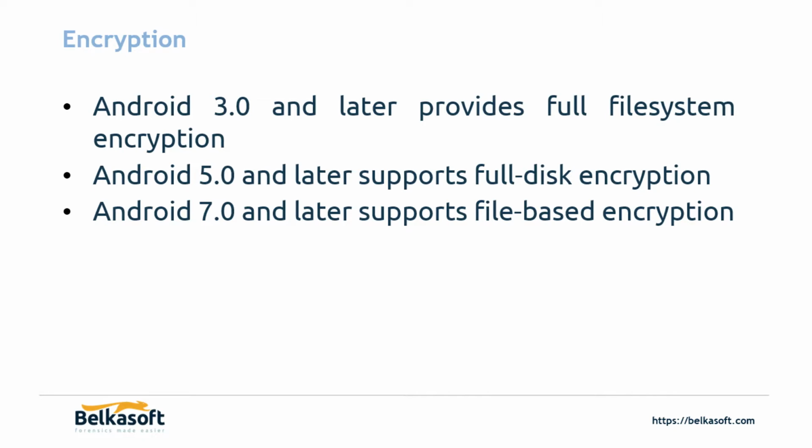Full disk encryption uses a single key, protected with the user's device password, to protect the whole of a device's user data partition. Upon boot, users must provide their credentials before any part of the disk is accessible. And starting from Android 7.0, file-based encryption is supported. File-based encryption allows different files to be encrypted with different keys that can be unlocked independently.